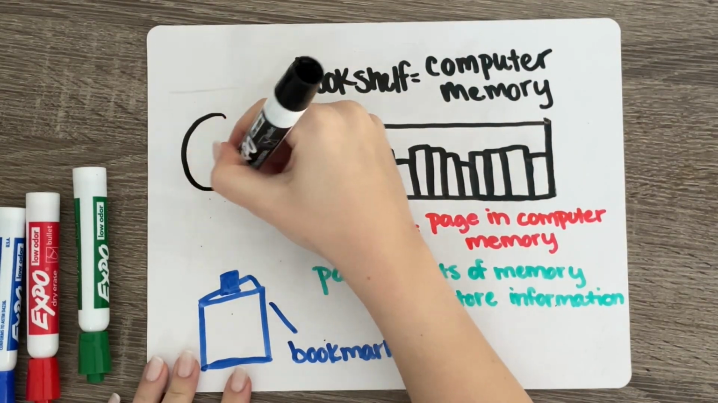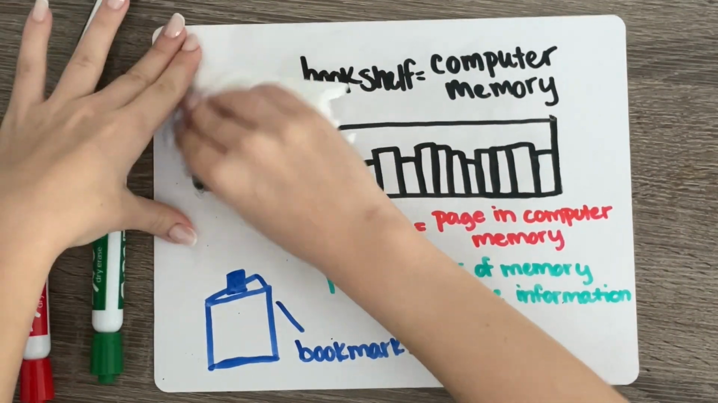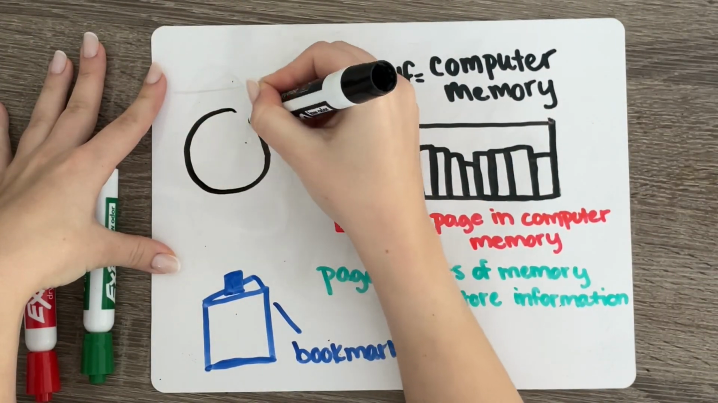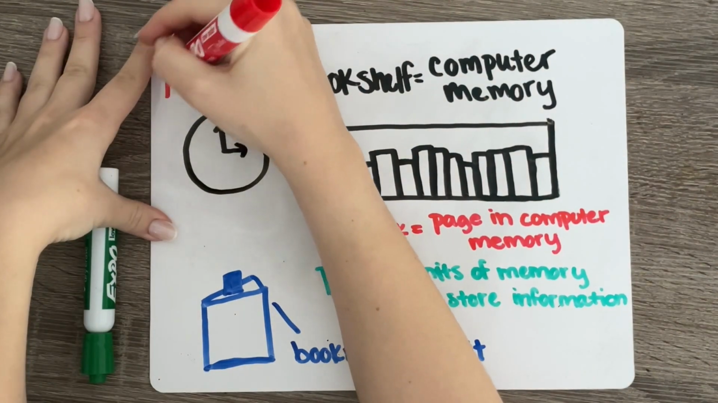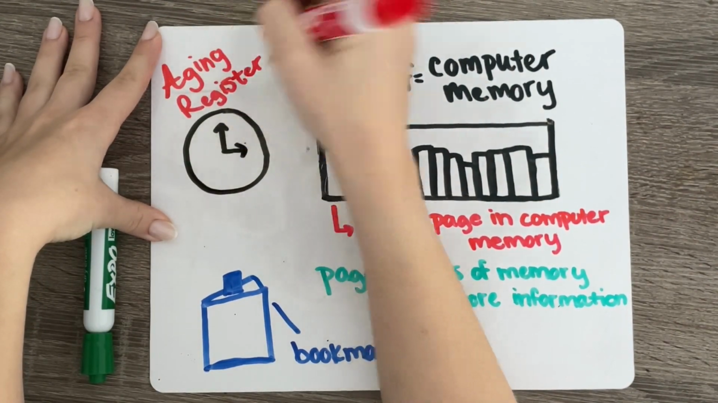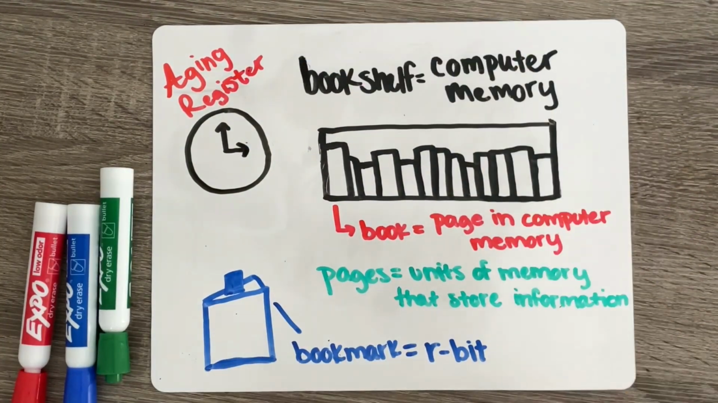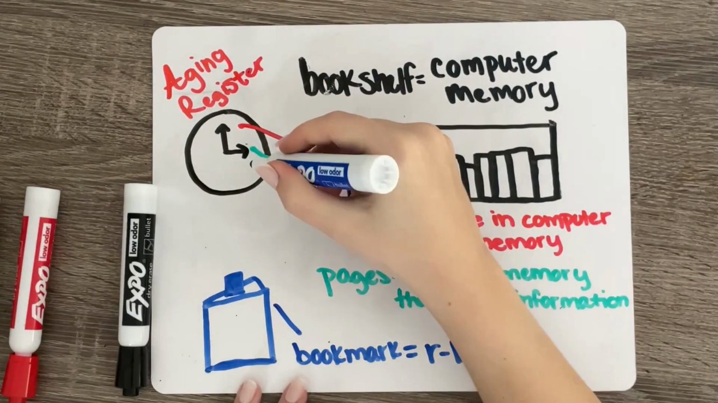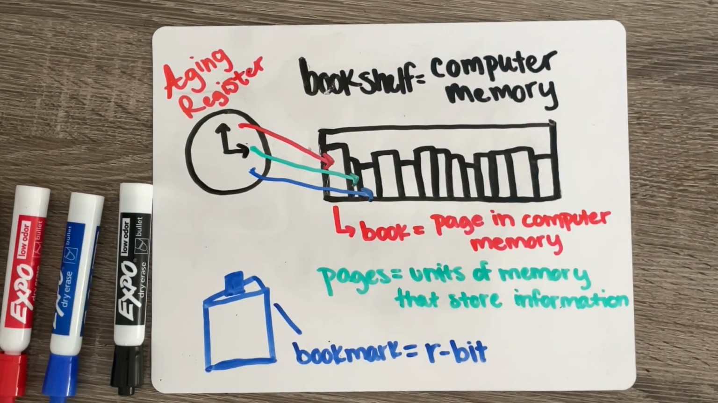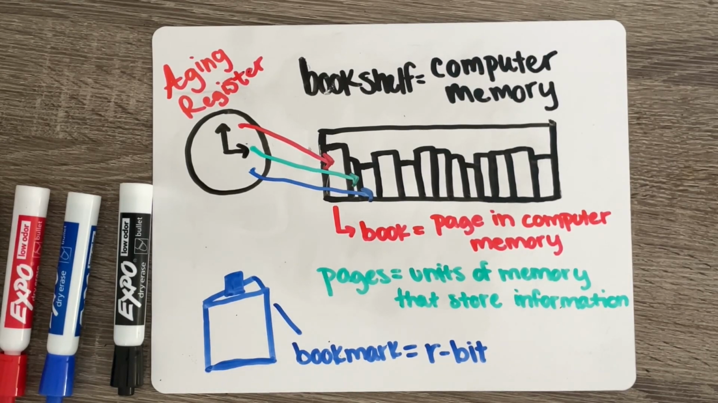Now let's introduce the aging register. I'm drawing a clock here. The aging register is like our timekeeper, ticking away regularly. It keeps track of time for each page in memory. As the time passes, the aging register updates the pages, indicating how long it's been since they've been accessed. The more time that elapses, the more ticks the pages get, aging them in our memory space.